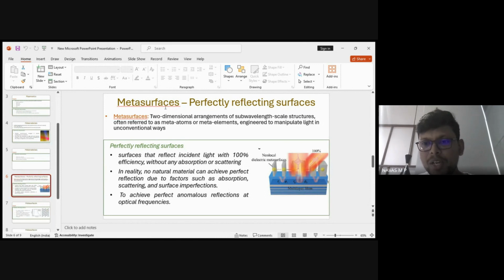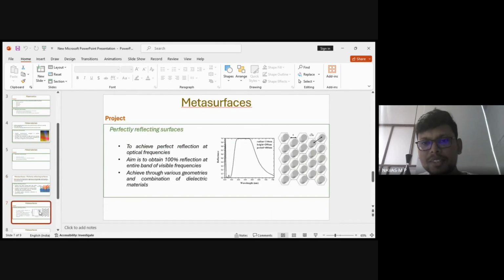Metasurface in the sense that we will form periodically arranged structures. In this case, we are actually not using metals. In fact, we are using all dielectric materials, like silicon dioxide, titanium oxide, those kinds of materials, and we'll try to get 100% reflecting materials. So the project is based on finding perfectly reflecting surfaces. This is an example of such a material where we are getting 100% reflecting surfaces. So what is the importance of these 100% reflecting surfaces? We have n number of applications for this one. I'll explain those once you come to the project. These are very important materials, where in some applications we actually need 100% reflecting materials.